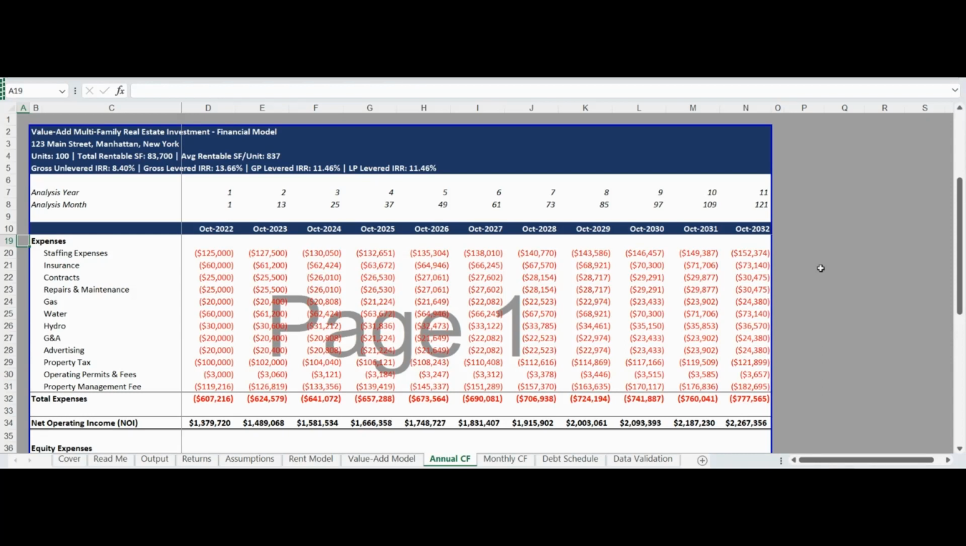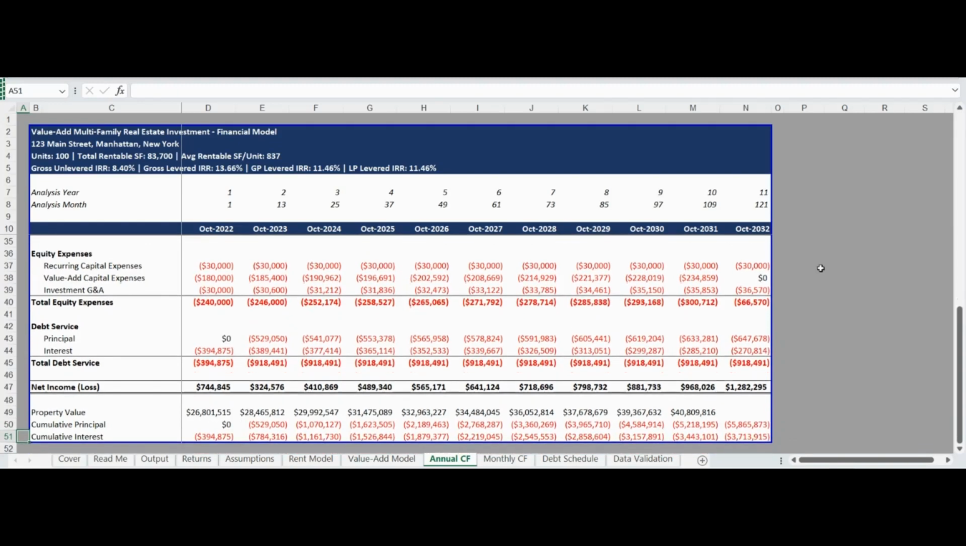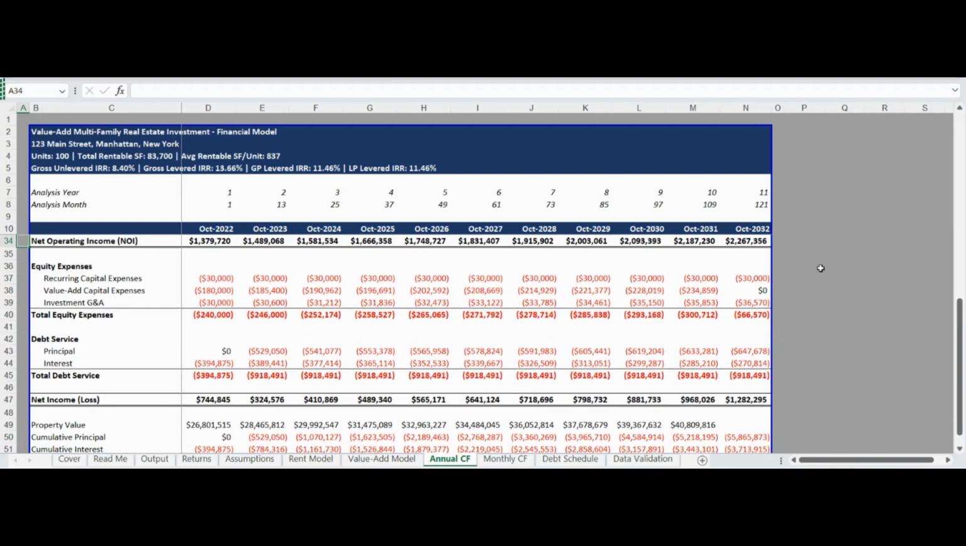Just like the monthly cash flow statement, the Annual Cash Flow tab consolidates capital expenditures, investment general and administrative expenses, as well as debt service costs consisting of principal and interest to calculate the annual net income or loss. The bottom of the Annual Cash Flow tab also includes an annual tracking of cumulative principal and interest paid, as well as a tracking of the pro forma property value.